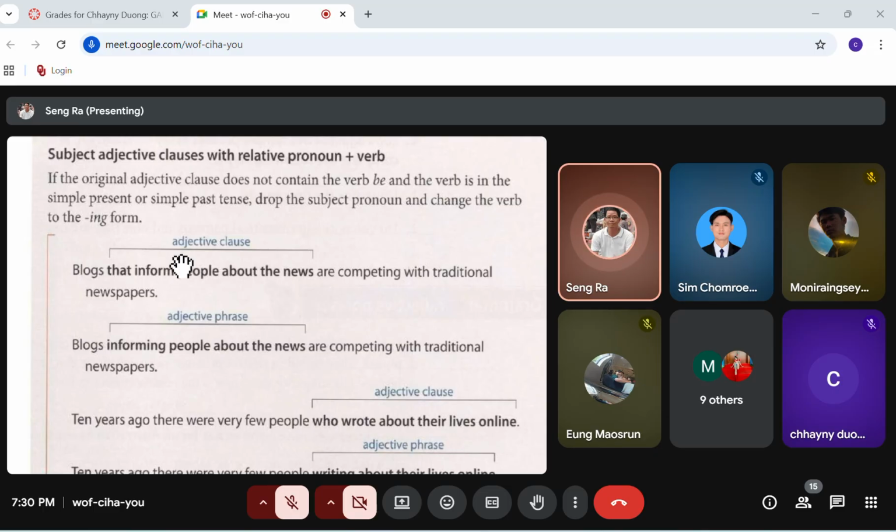So here you see an adjective clause comes in the middle. I mean, it's what we technically call a split clause. You can see blogs are competing with traditional newspapers is an independent clause, the main clause. And here, that inform people about the news is the dependent clause. But here it's split, it comes in the middle.